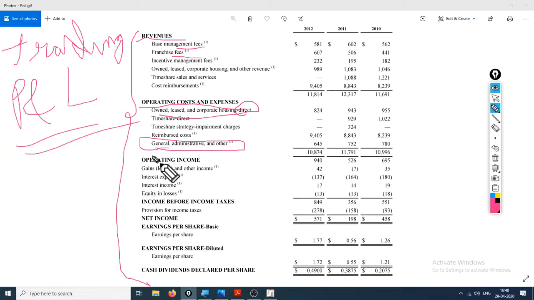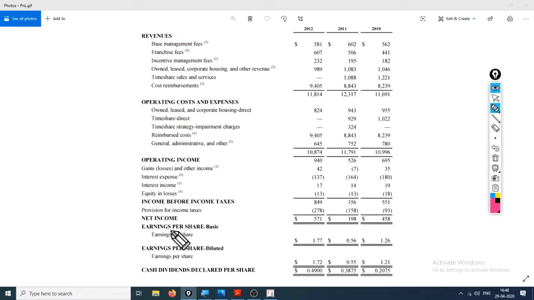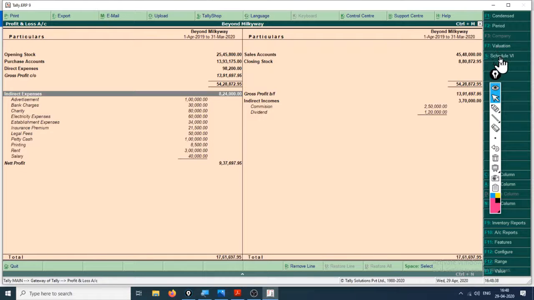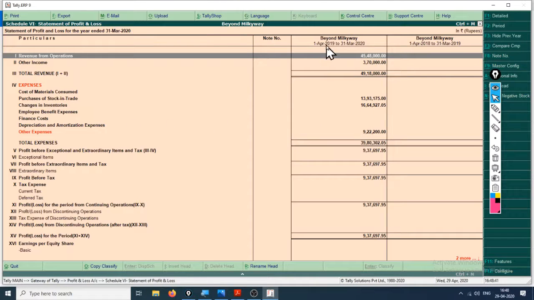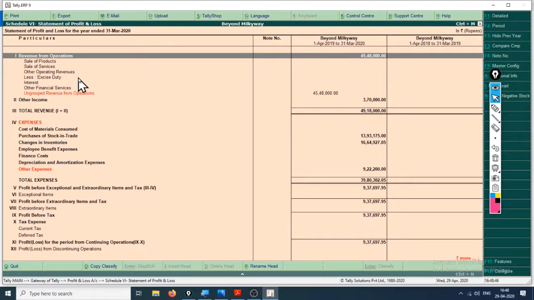So basically this is the format, and if you want to go and see this format in our Tally, I have already shown you how to check it out. Schedule 6, and yeah, right here comparative year 1920 and 1819, revenue from operations, what it all has. You can press Alt F1 for detailed. Sale of products, okay. Interest, other financial services, ungrouped. Revenue from operation. What is it? Is it this one? Okay.